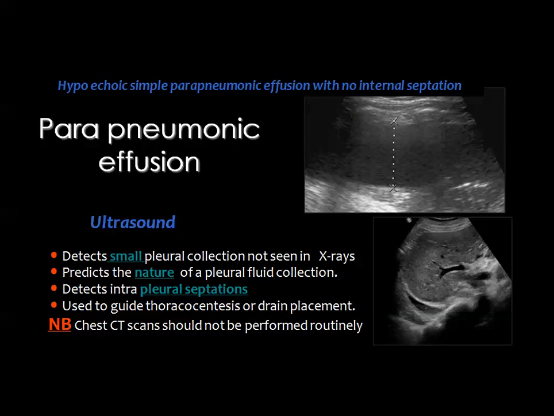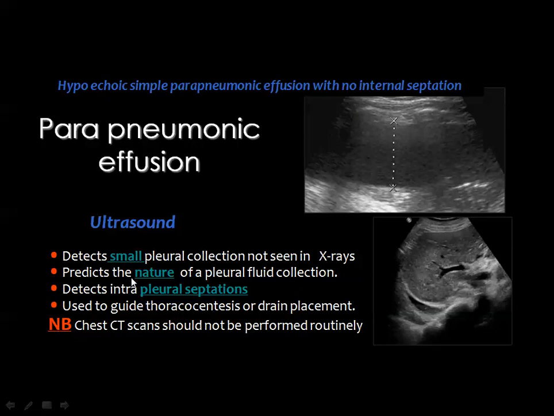And so you can see here if there is minimal pleural fluid, this is the liver and this is the diaphragm, and you see some pleural fluid which is accurately detected by ultrasound. And then ultrasound can detect small pleural collections better than X-rays.